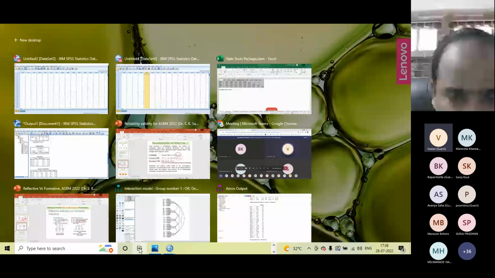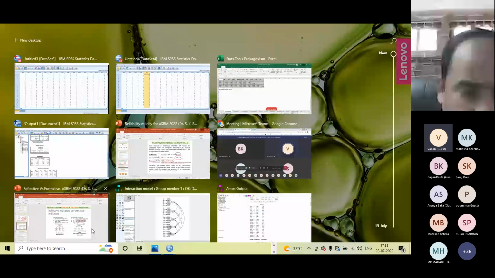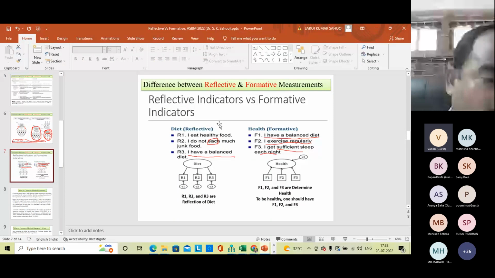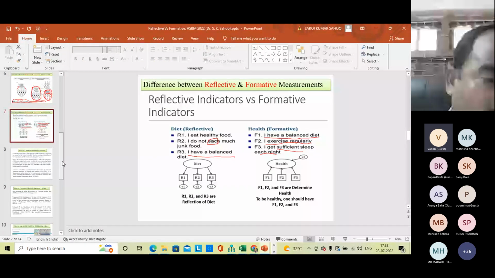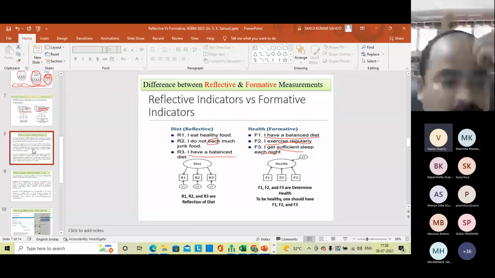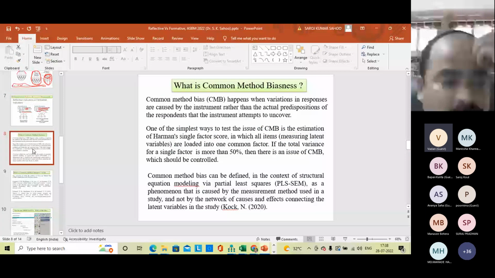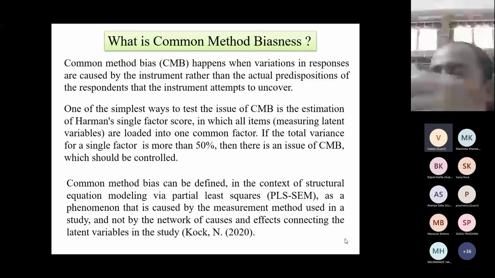Okay. The next part of today's session is, I hope time is there today. The next part of today's session is another important assumption, another important testing, that is common method biasness. Try to understand, it is very important in modern research.